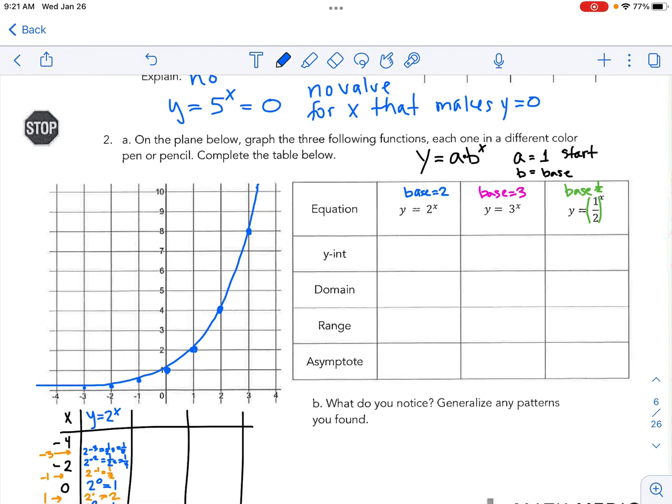Okay, so that's 2 to the x. So y-intercept is at 1, so 0, 1. The domain, the x values are all reals. The range are all positives, right? It's greater than 0. And the asymptote is that horizontal axis, which is y equals 0.